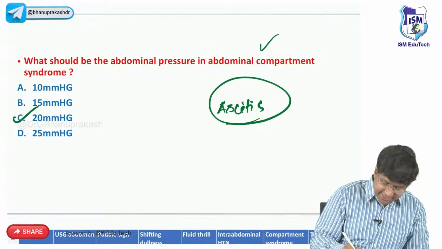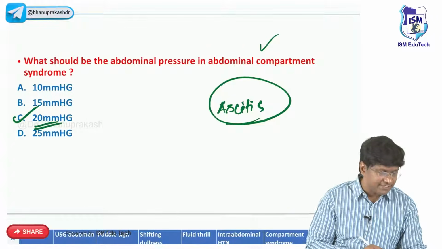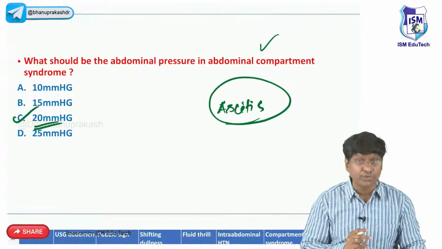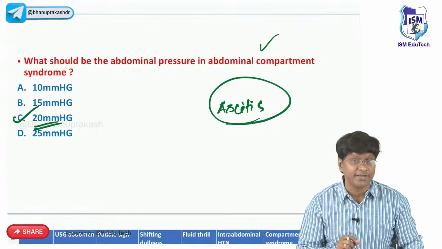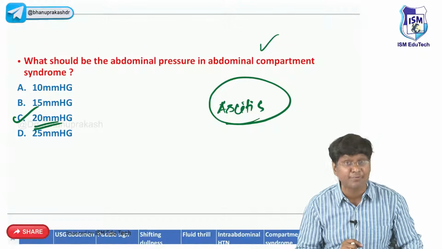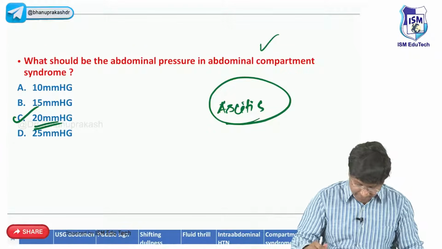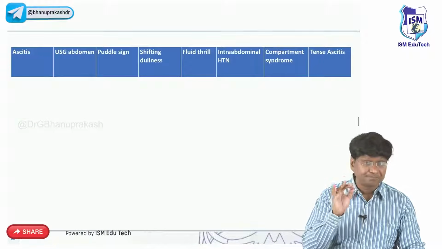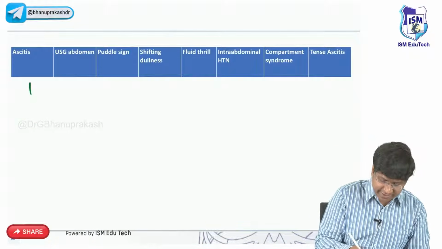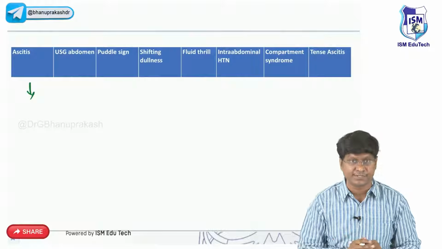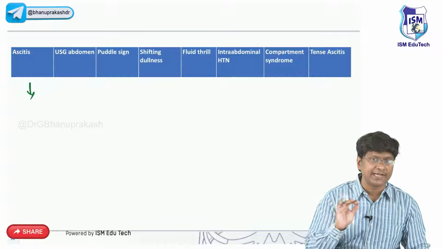So, what is the criteria? To call it abdominal compartment syndrome, the pressure should be around 20 millimeters of mercury. Now, the very important point is, what should be the quantity of the fluid? Let me discuss this entire component of ascites. What should be the quantity of the fluid to call it ascites?